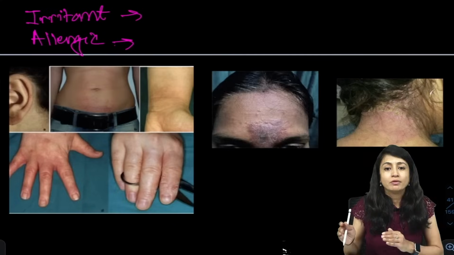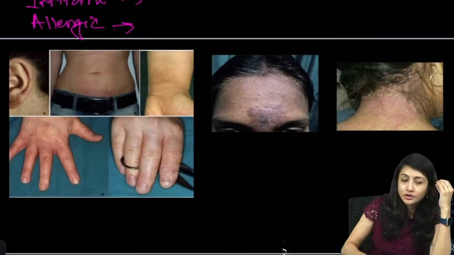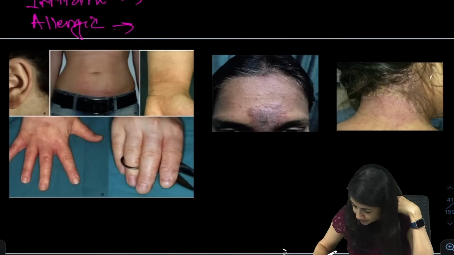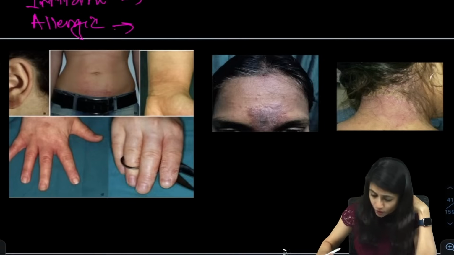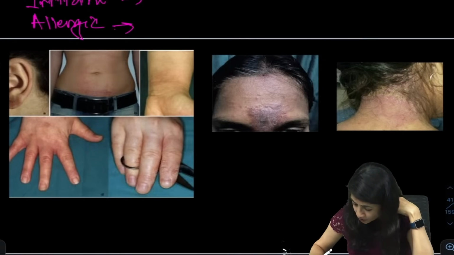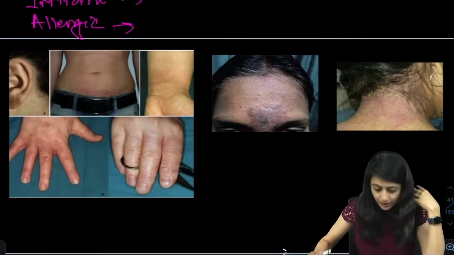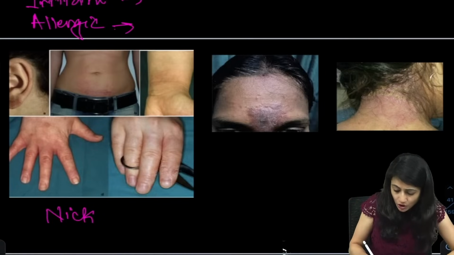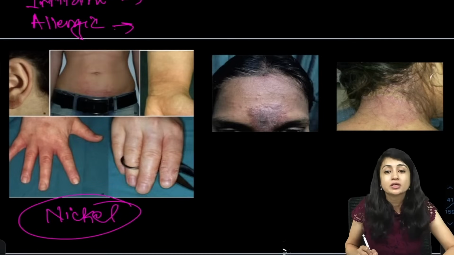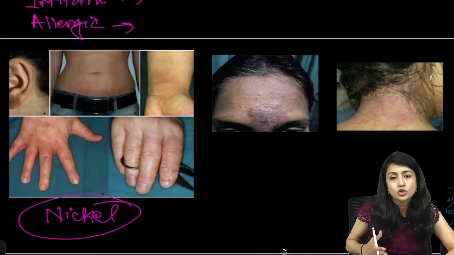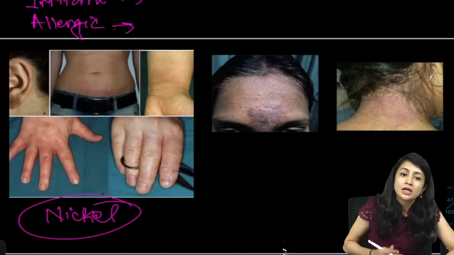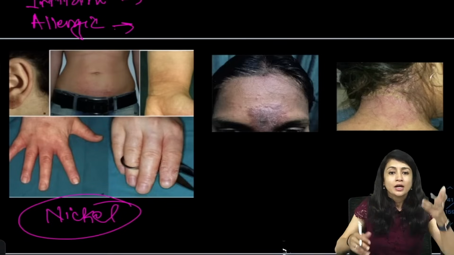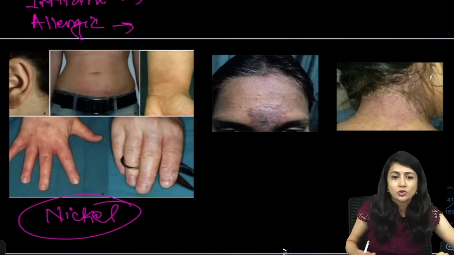Now here I have images of different contact allergic dermatitis. So let's see quickly. Absolutely right. What is this third one? You are all right. Nickel is responsible for this, and nickel is the most common agent which causes contact allergic dermatitis. So the most common agent causing CAD in India is nickel. And where do you find it? Rubber belts, rings, wristwatches, so everywhere.